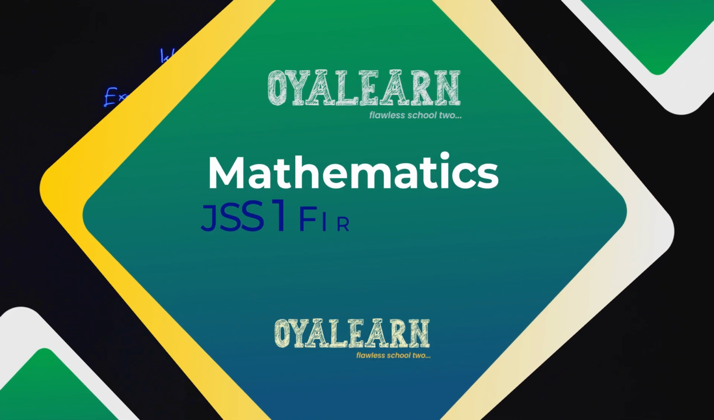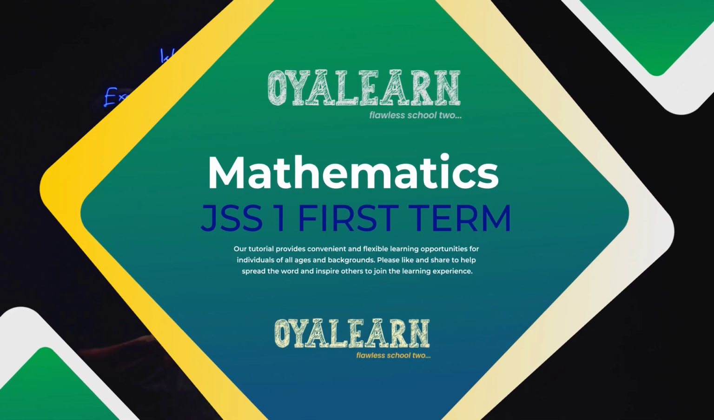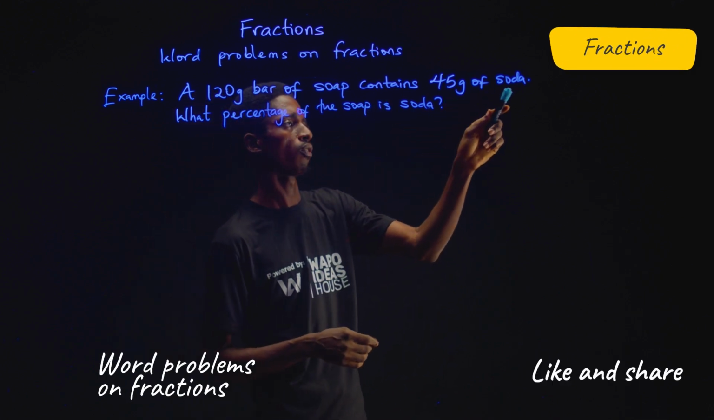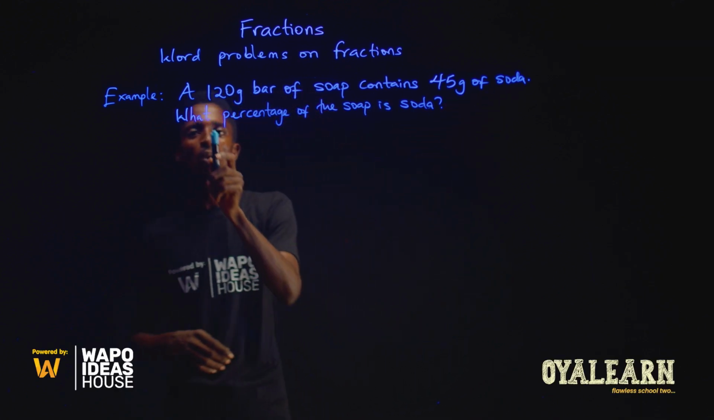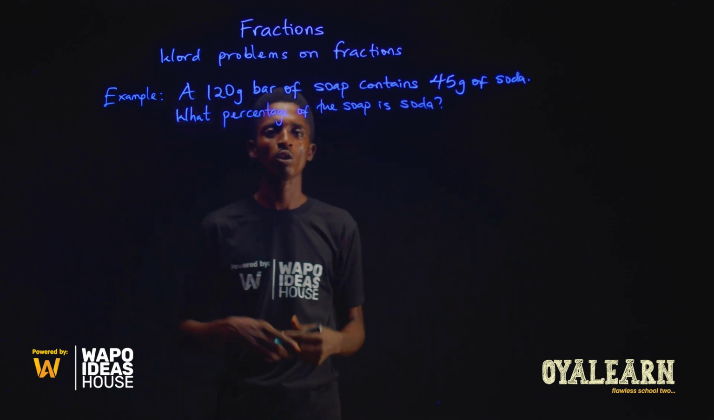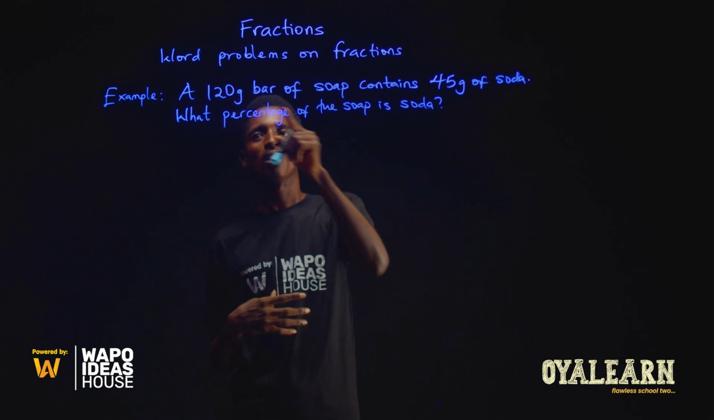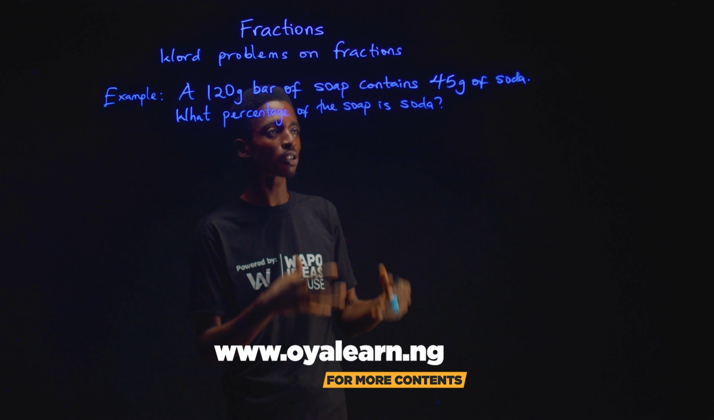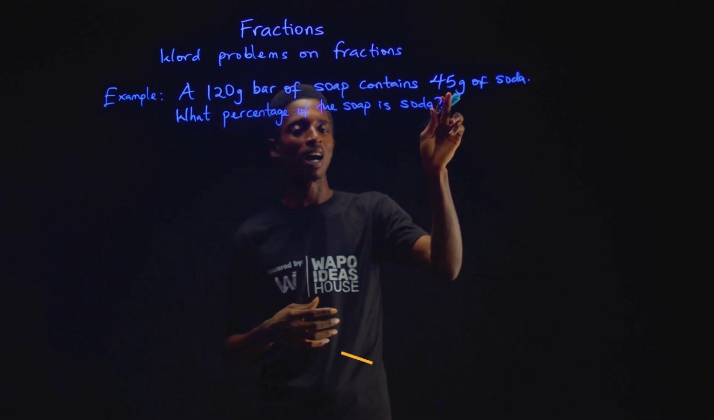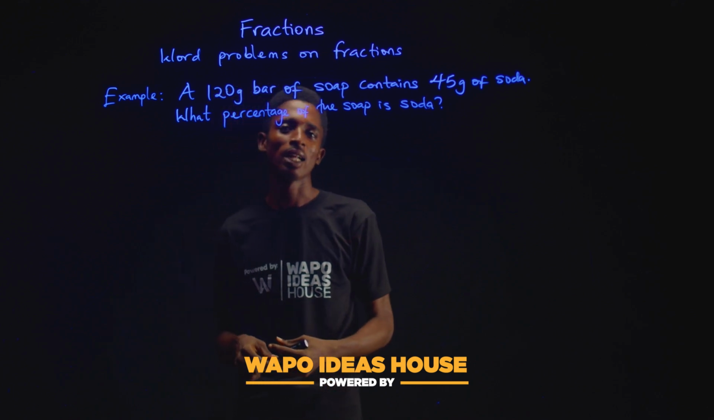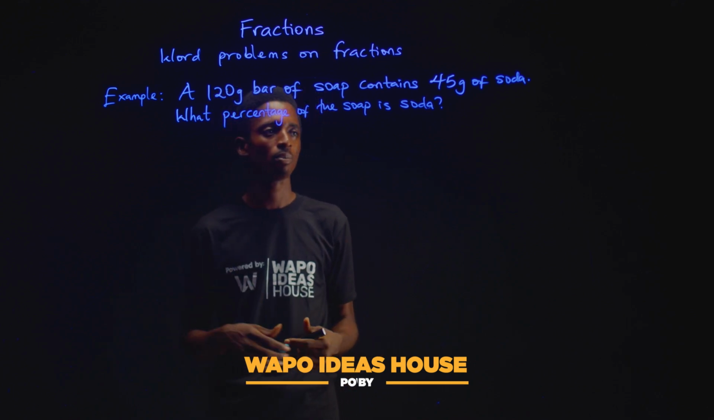In this question, we are told that a 120 gram bar of soap contains 45 grams of soda. Now, we have to find what percentage of the soap is soda. So the whole soap is 120 grams, and the part of it that is soda is 45 grams. So we have to first express this as a fraction and then convert that into percentage.